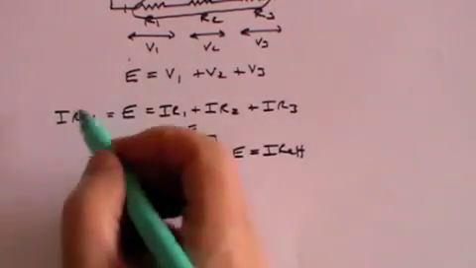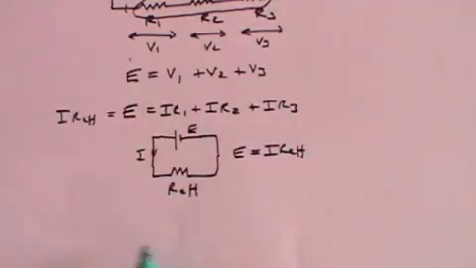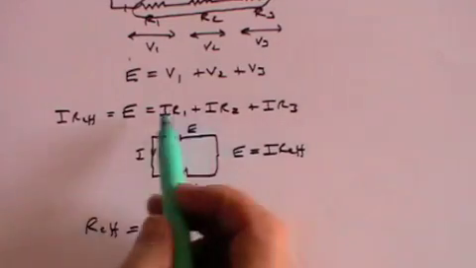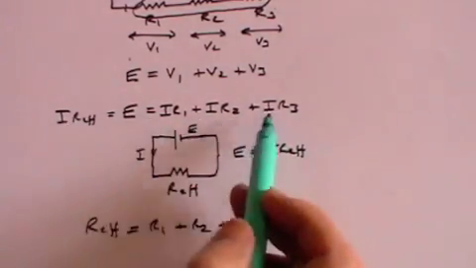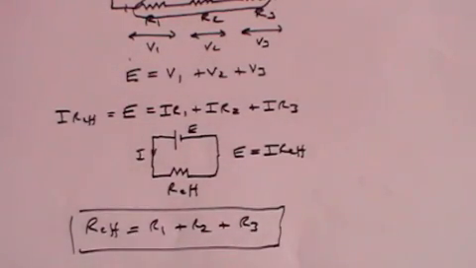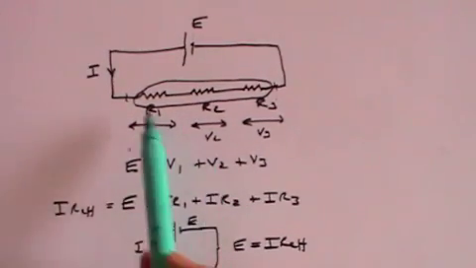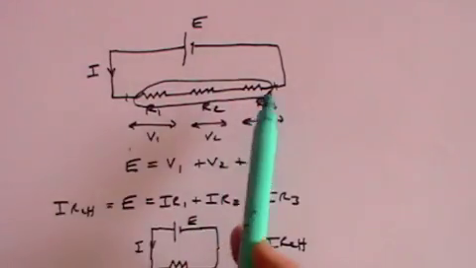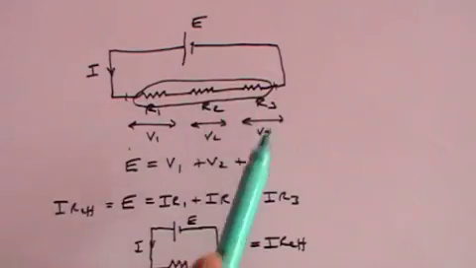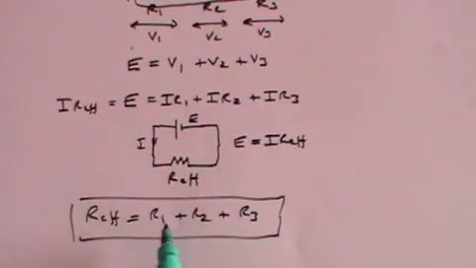And now all you have to do is cancel out all the I's, and you get that R effective equals R1 plus R2 plus R3, just by cancelling out the I's in all cases. And that's the formula for resistors in series. The effective resistance of three resistors in series. In other words, if you were to replace all those and think of them as a single resistor, what is the value of that resistor? The answer is it is the sum of the three resistances.